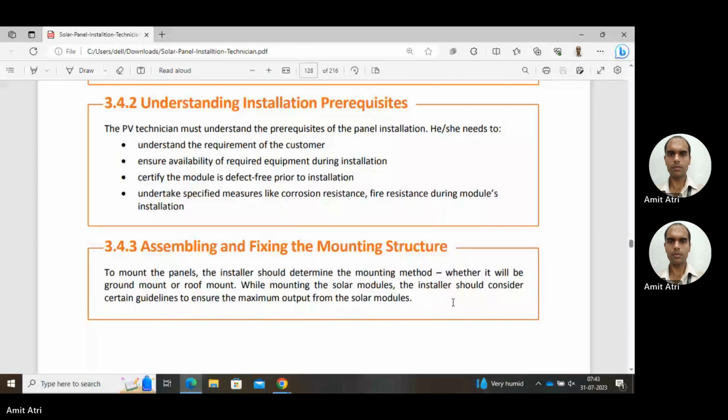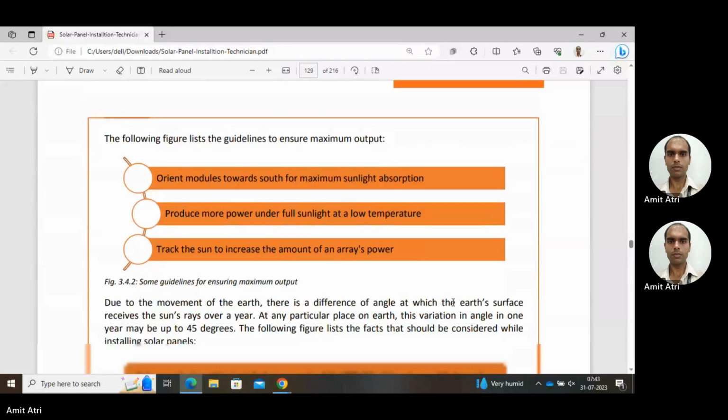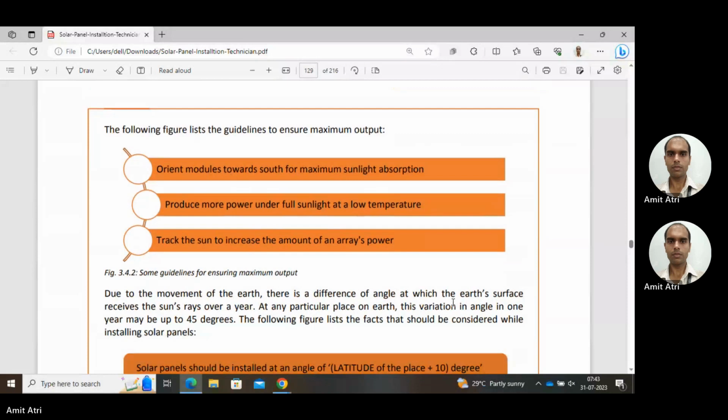To mount the panel, the installer should determine the mounting method. Which type, like ground or on the roof, which type of mounting we need there. While mounting the solar modules, the installer should consider certain guidelines to ensure the maximum output from the solar modules. So which are the guidelines? Orient modules towards south for maximum sunlight absorption. Next, produce more power under full sunlight at a low temperature. Then track the sun to increase the amount of the array's power.